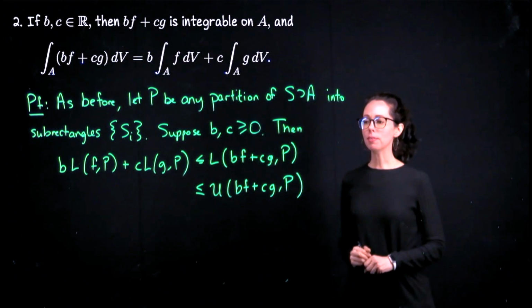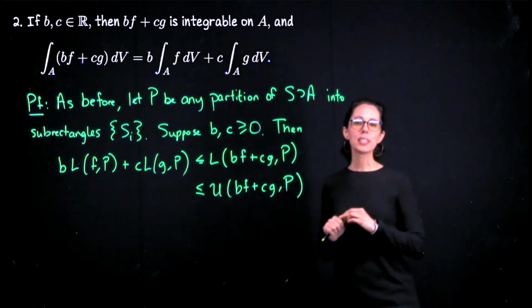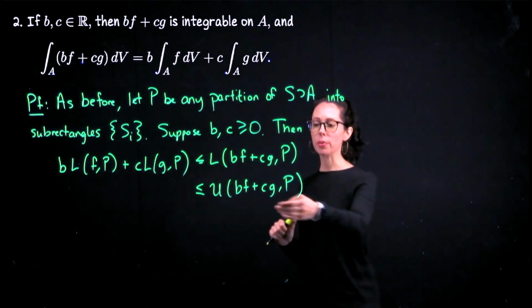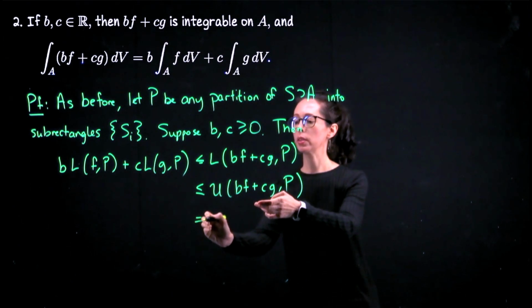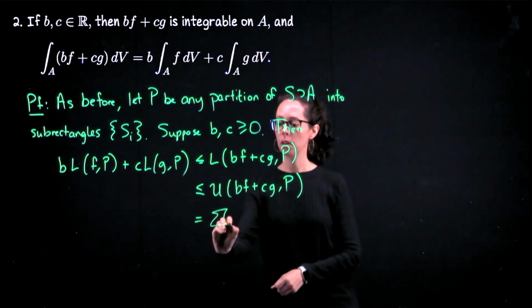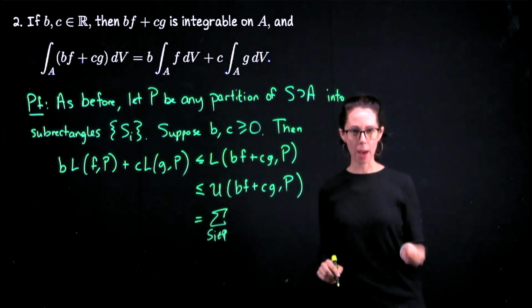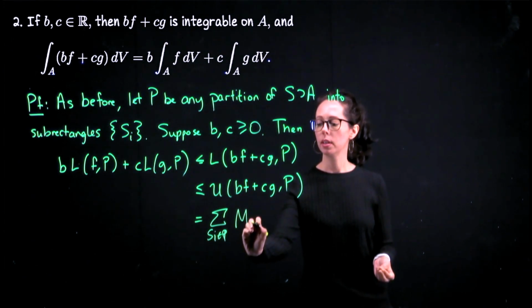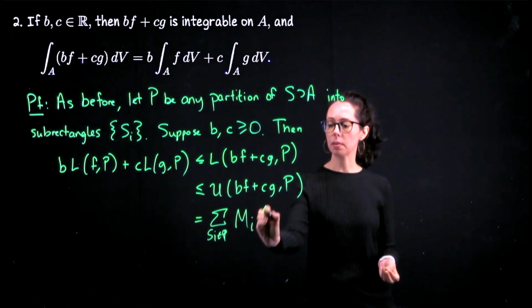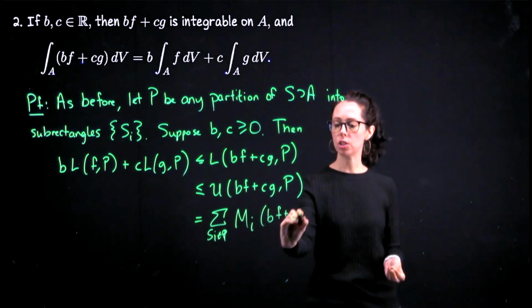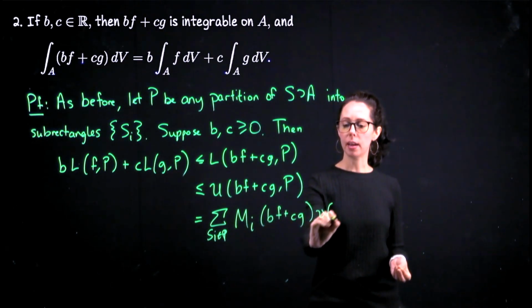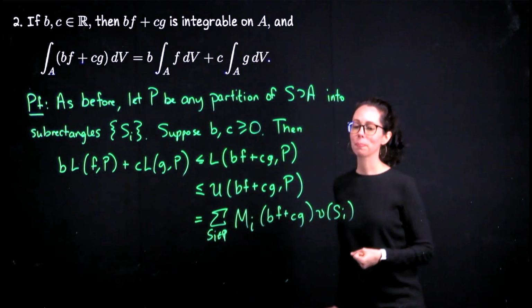Here's where I left off. We haven't done any upper sums in this video yet, but we know what this would look like. It would be the sum over the same subrectangles as before. I'm going to use capital M sub I to denote the supremum of this function, BF plus CG, and then times the volume of each subrectangle.